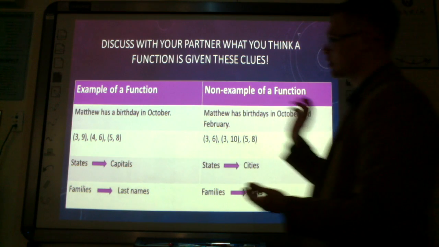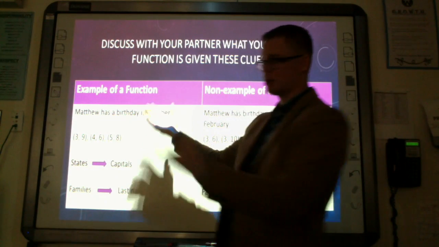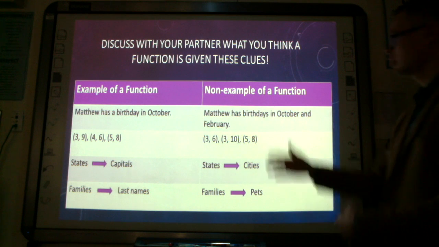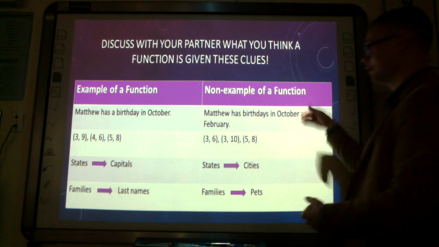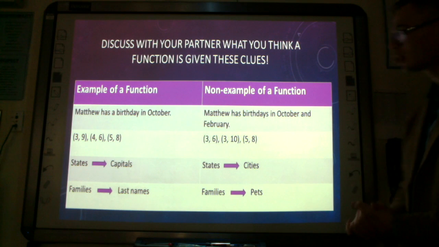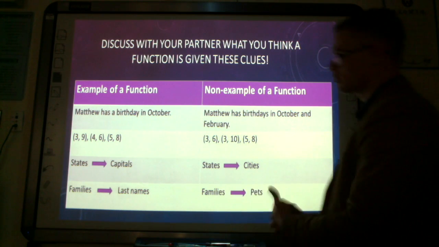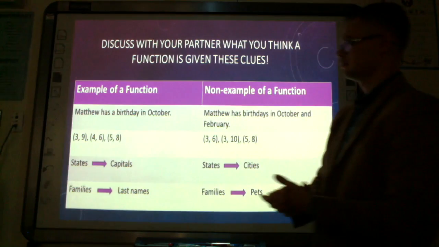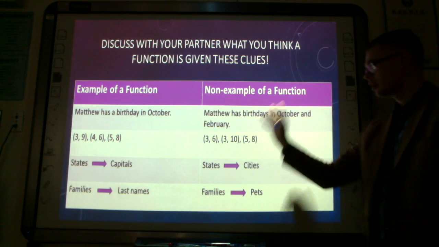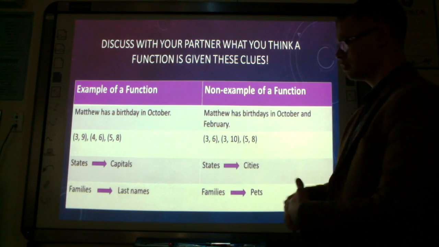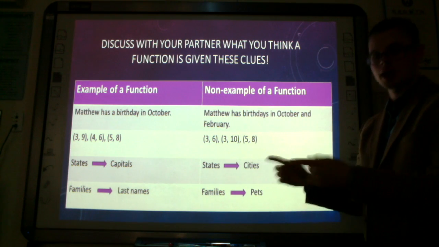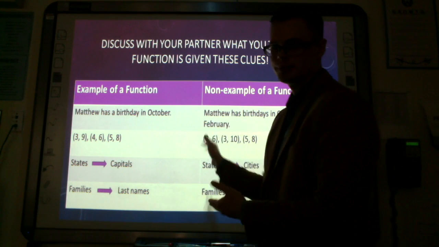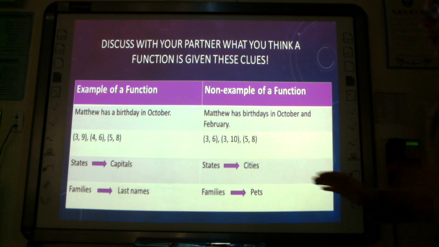So again, Matthew has a birthday in October. This is a function. Then we have a non-example, what a function isn't: Matthew has birthdays in October and February. Very weird statement, right? So now we have coordinate pairs, which you learned before. We have (3, 9), (4, 6), (5, 8). That's a function. We have a non-function, or a relation that is not a function: (3, 6), (3, 10), (5, 8). Now compare. What's going on here?